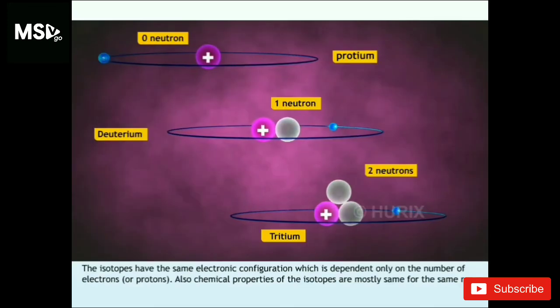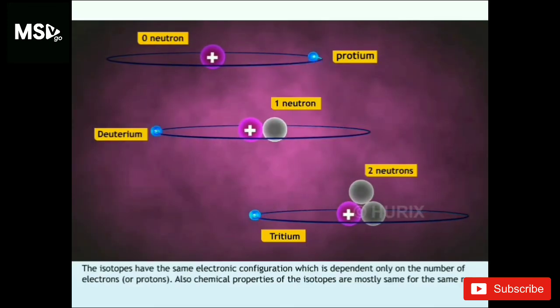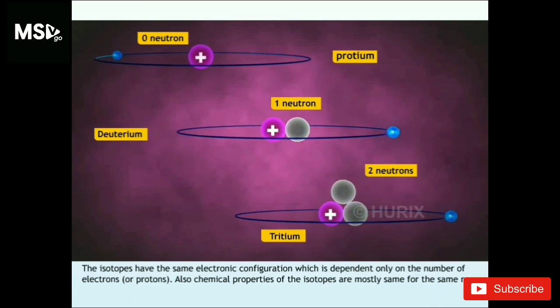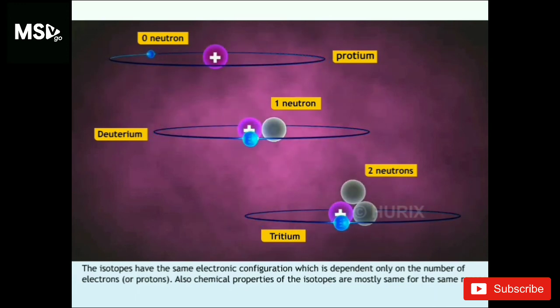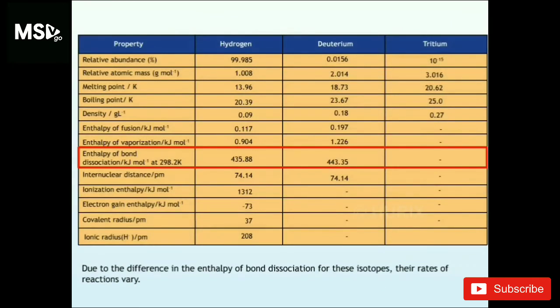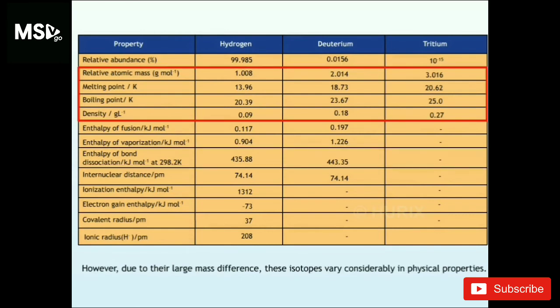The isotopes have the same electronic configuration, which is dependent only on the number of electrons or protons. Also, chemical properties of the isotopes are mostly the same for the same reason. Due to the difference in the enthalpy of bond dissociation for these isotopes, their rates of reactions vary. However, due to their large mass difference, these isotopes vary considerably in physical properties.